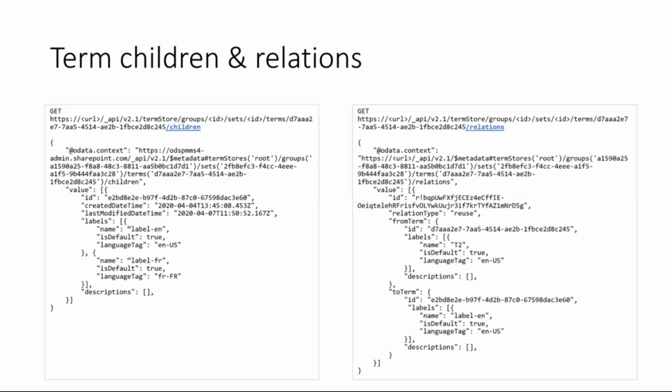For any term that has been either pinned or reused, you can use a /relationships operation on that one, which will enumerate where all this particular term is either pinned or reused. And we also support posting onto the relationships to create a new relationship from a given term to another term, or from a given term to a different term set. So that's mostly from the term store point of view.